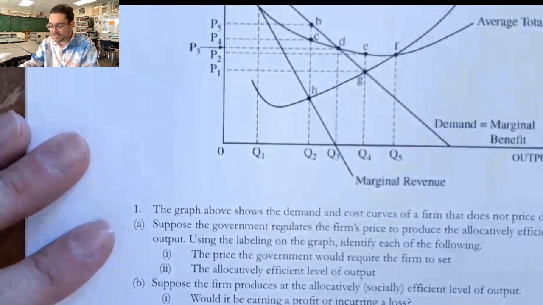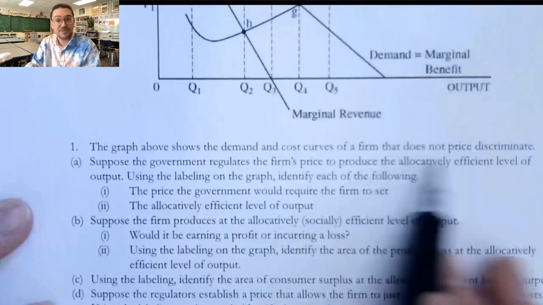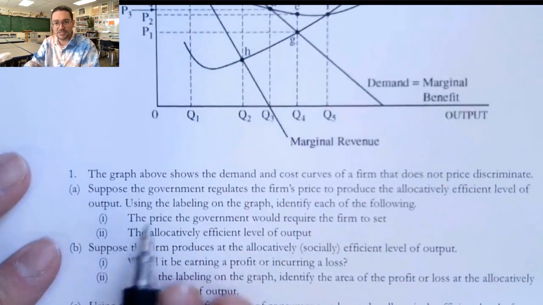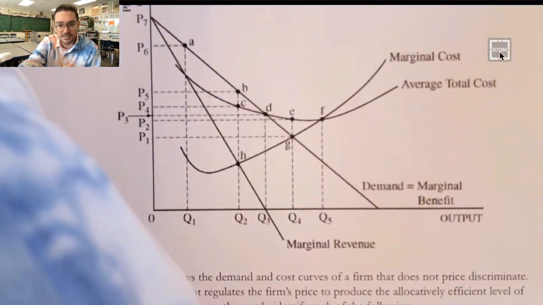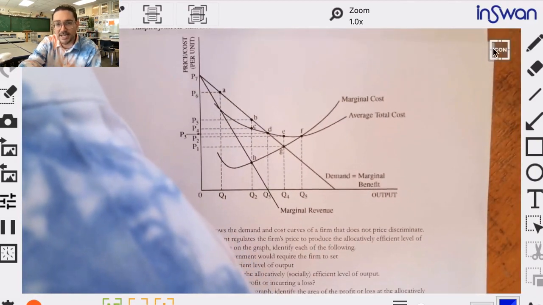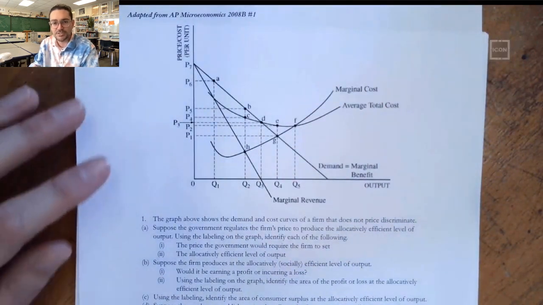So the first part says they show the demand and cost curves of a firm that does not price discriminate, and now we actually know what that means. And I'm going to just run through these, and then scoot back up to show what these are. So I'm going to zoom out just a shade, so that we don't have to constantly switch back and forth quite so much. And again, I know that if you can't quite read that, I'm going to zoom in at the end and show you the solutions as well.